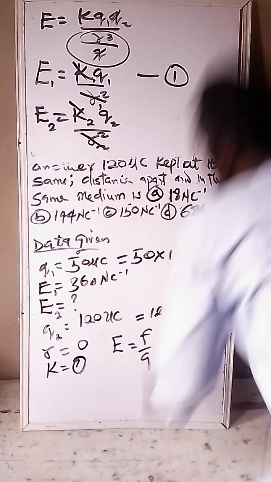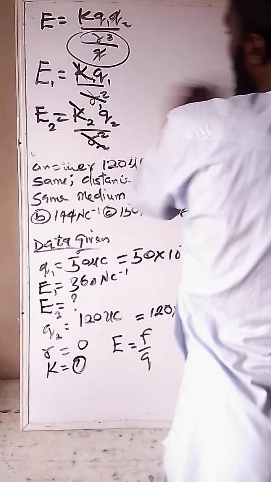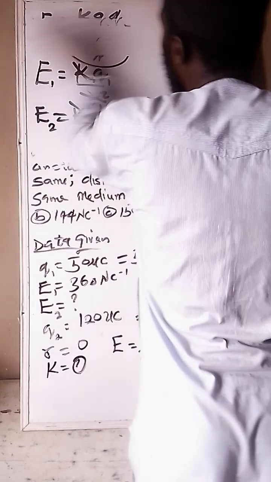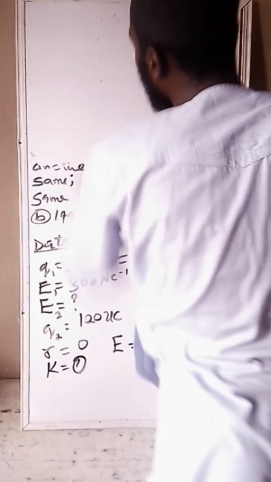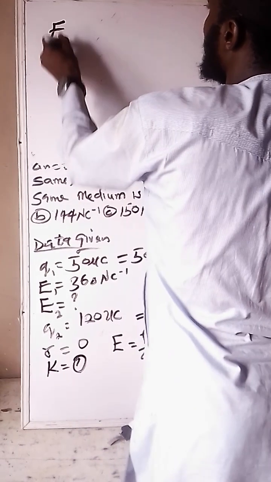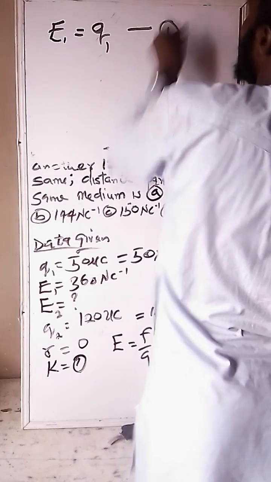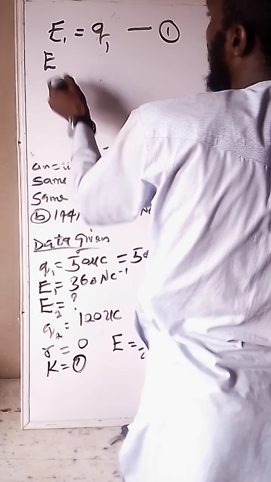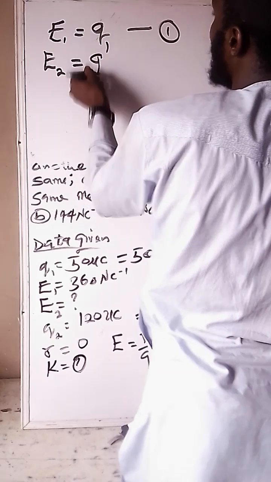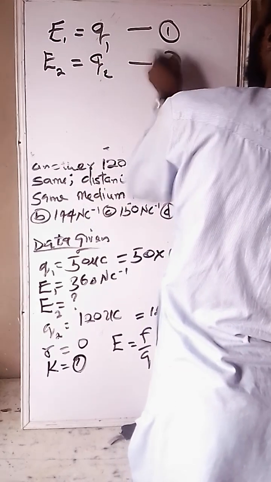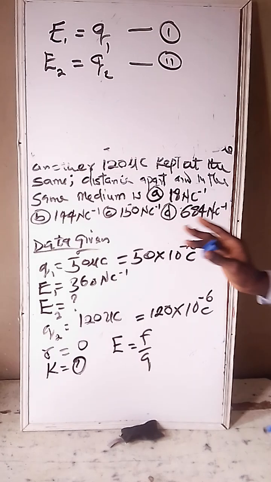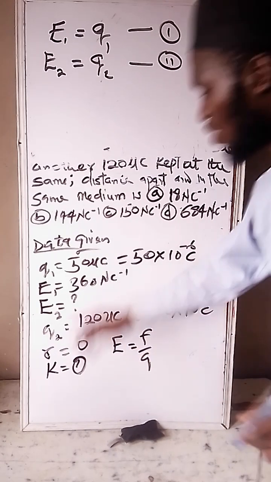So now, based on this, I've proved the formula. We are left with only what? We'll be having E1 equals to Q1. Make this equation 1. E2 equals to Q2, and I've proved how I get this. Make this equation 2. These are what we need. R and K, we don't need them.